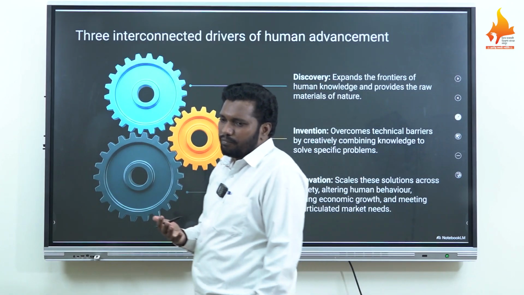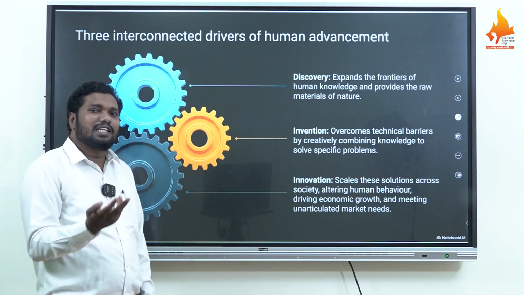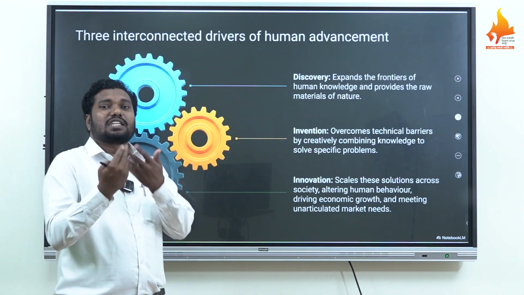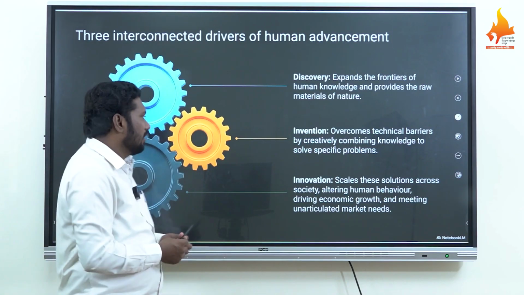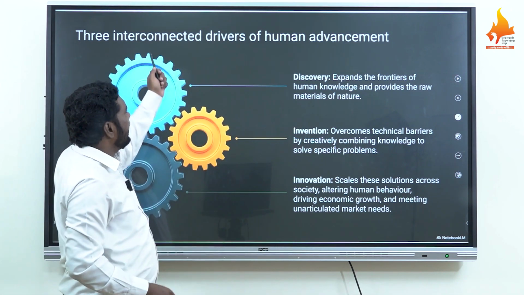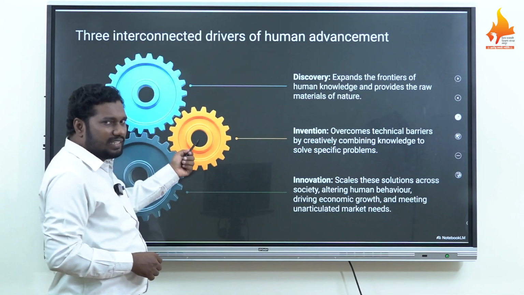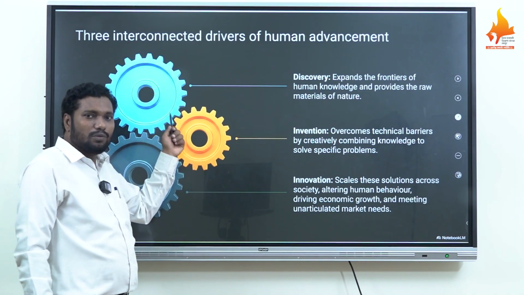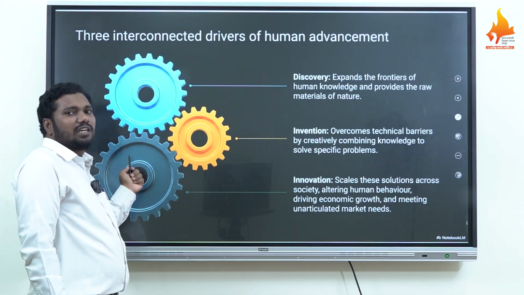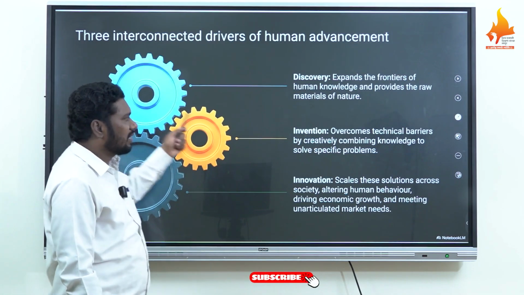So many a time researchers think that invention is better than discovery because invention can be patented. Further, if an invention is commercialized, we can generate monetary value. But remember that these are interconnected drivers of human advancement when we talk about discovery, invention, and innovation. Because discovery leads to invention, invention leads to innovation, and innovation can help to discover new things. So basically they are connected things.